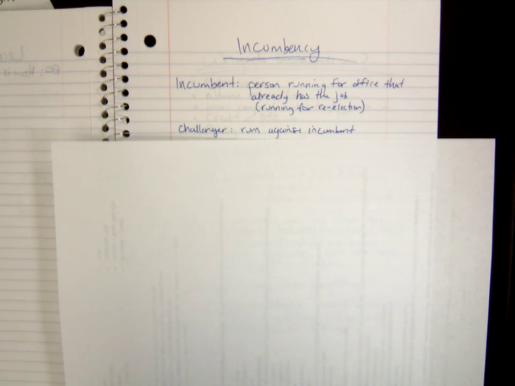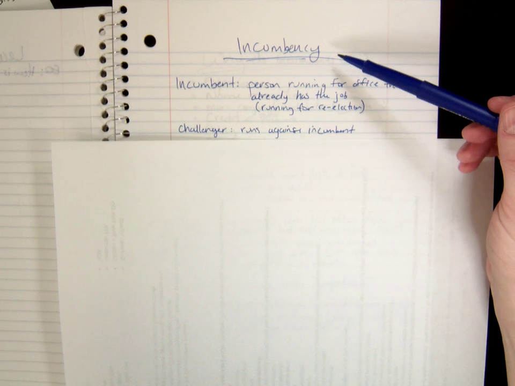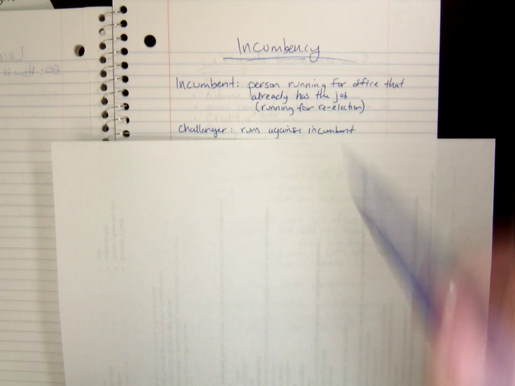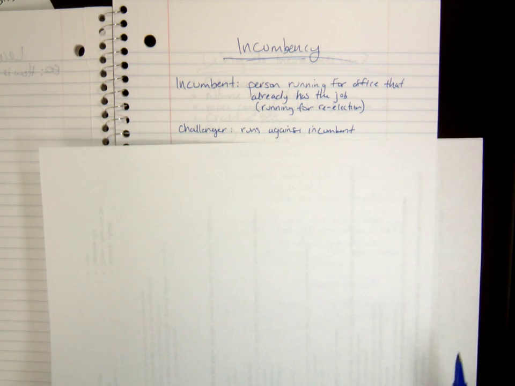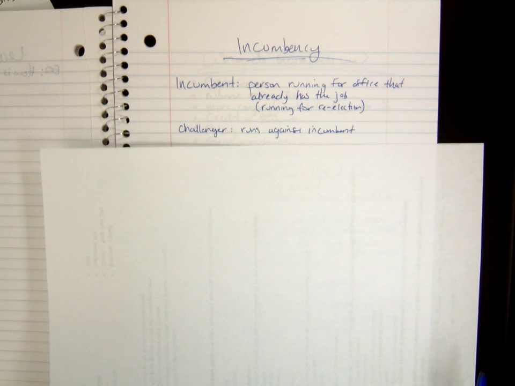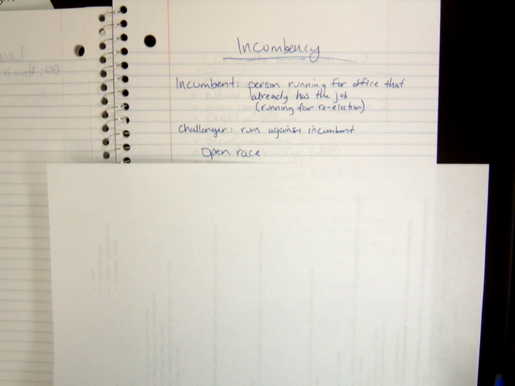So if a person holding an office with no term limits, or there's more time for them to have another term, wants to run for re-election, we call them the incumbent. The title of today, incumbency, is referring to the really high rate of incumbency, meaning that incumbents are more likely to win than their challengers. And what about those races where there is no incumbent? The incumbent has retired, passed away, moved to a different job, whatever, and is not running. Well, then it's an open race.